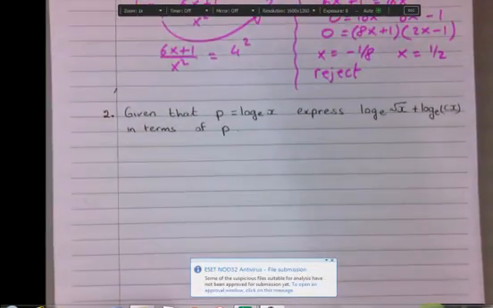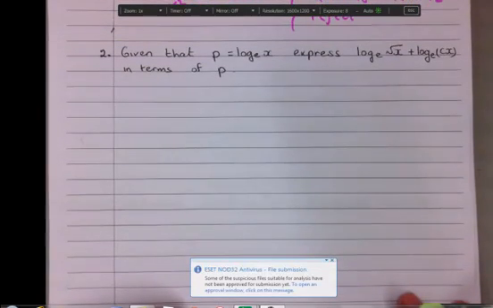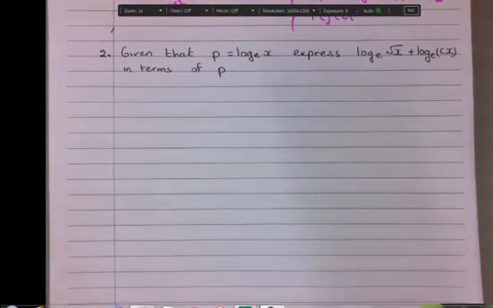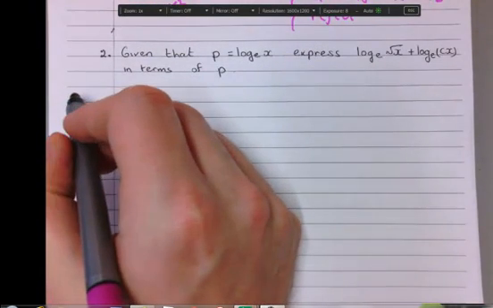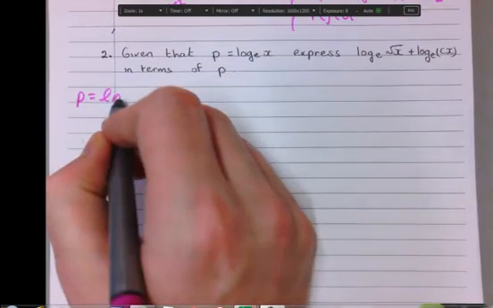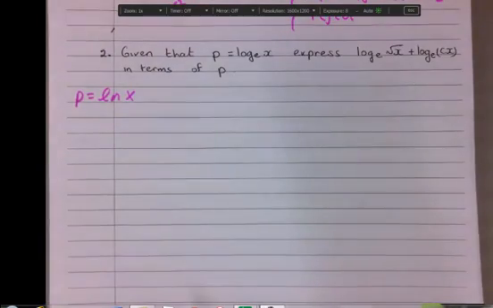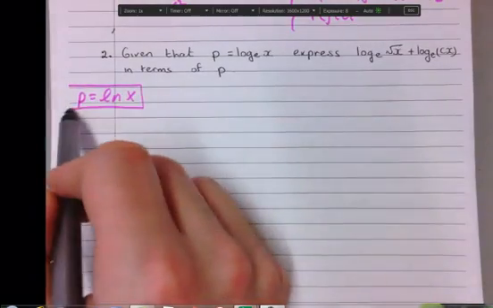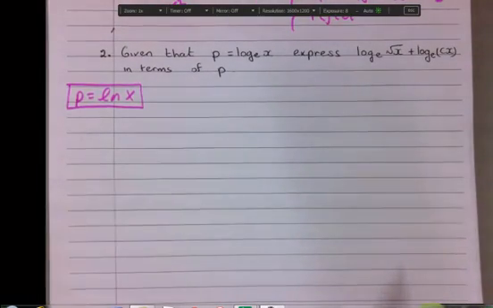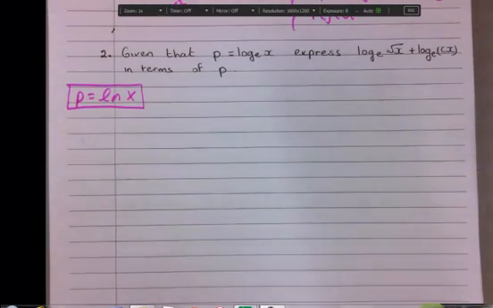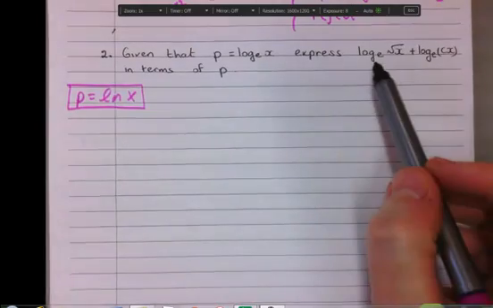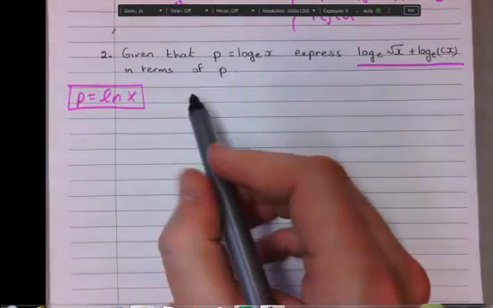Okay, so the next part of the question says that given that p is equal to log to the base e, so just a quick reminder, you could write p as ln x. Sometimes when students see ln x, they get a little bit flustered by it. You might prefer to change it back into log to the base e of whatever the variable is, just until you get a little bit more comfortable with natural logs. So we've got this portion here that we have to try and play around with. So I'm going to just write it here.